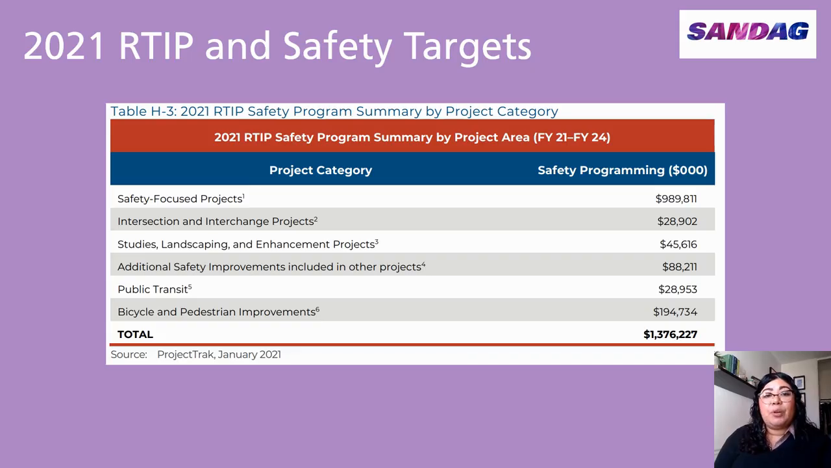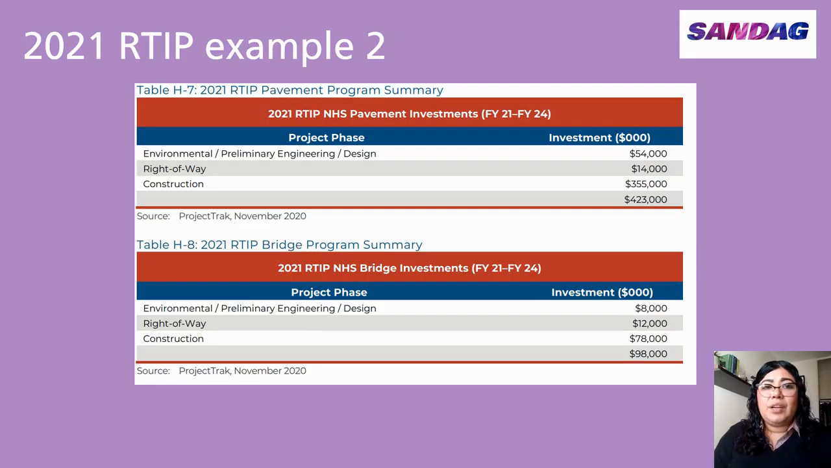Here's an example from the 2021 RTIP and its support of safety targets. Here is another example from the 2021 RTIP on how this information is captured to demonstrate the NHS bridge and pavement investments.